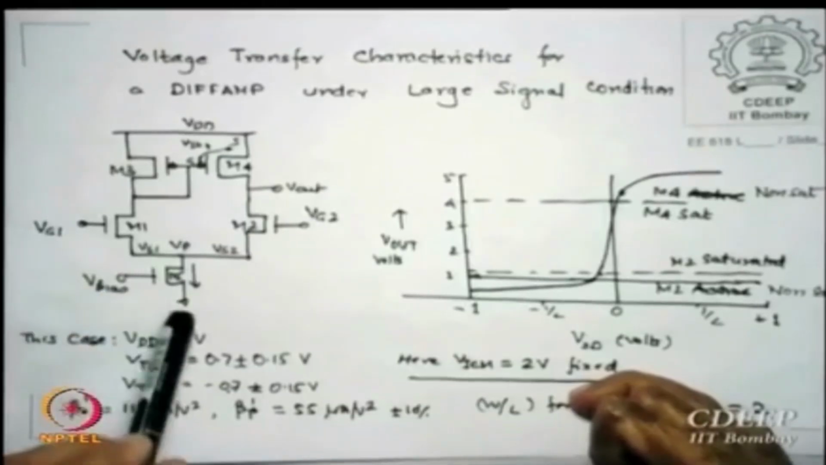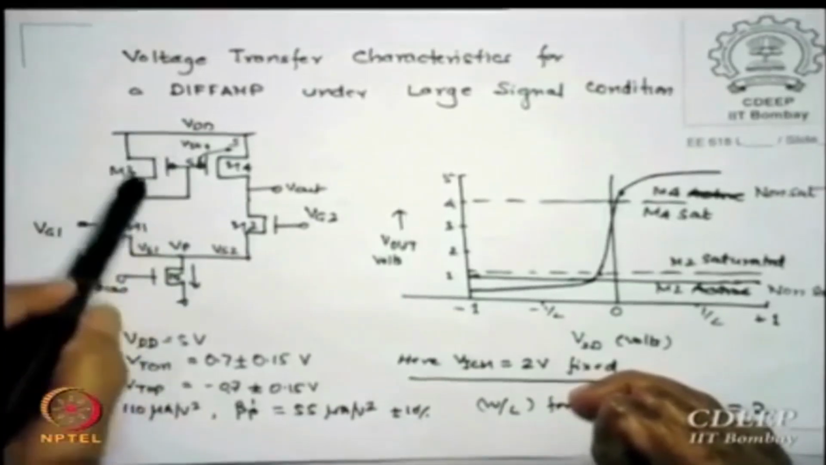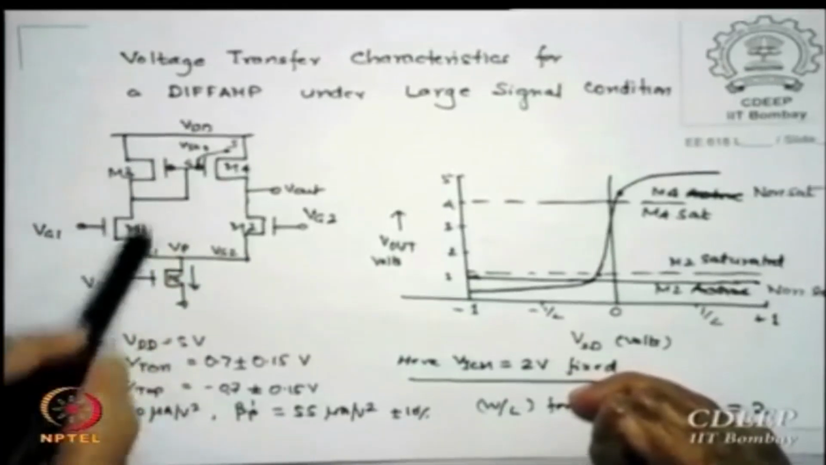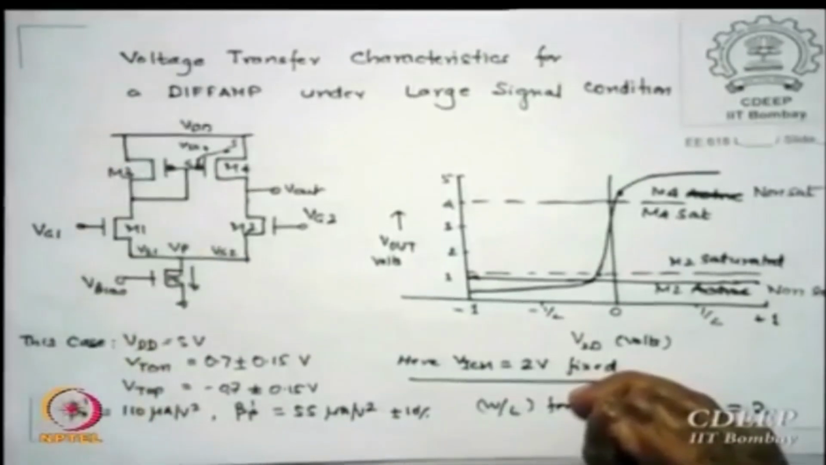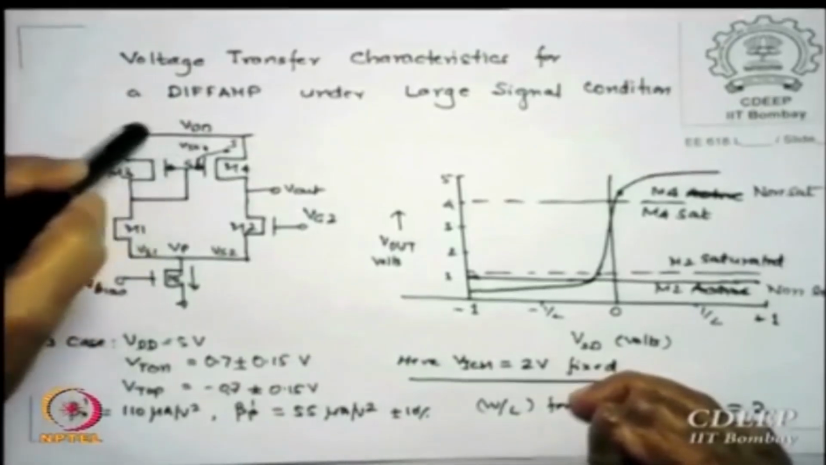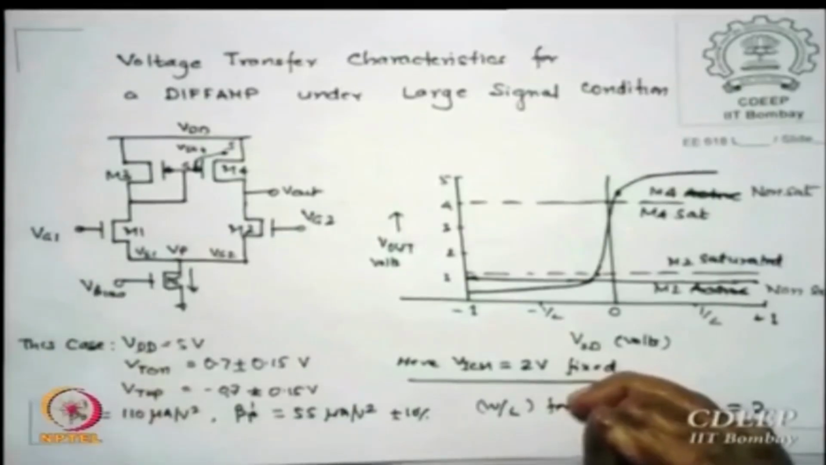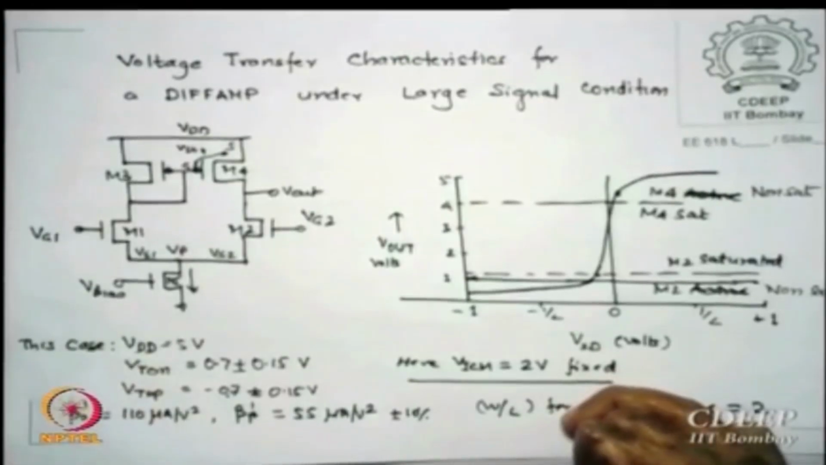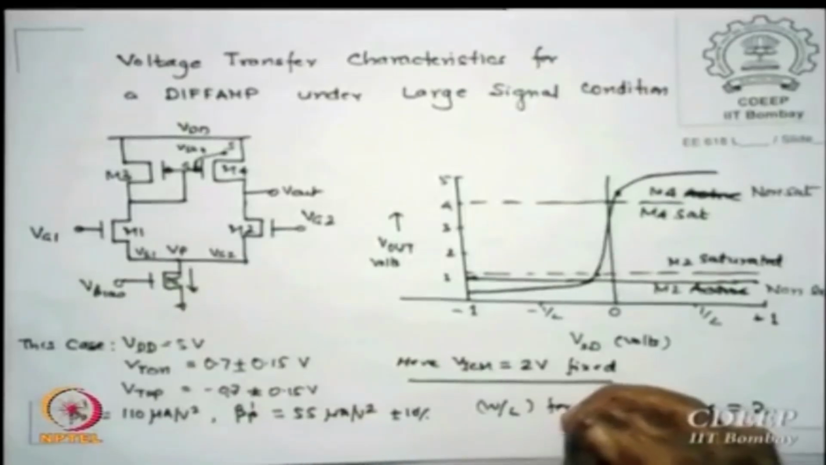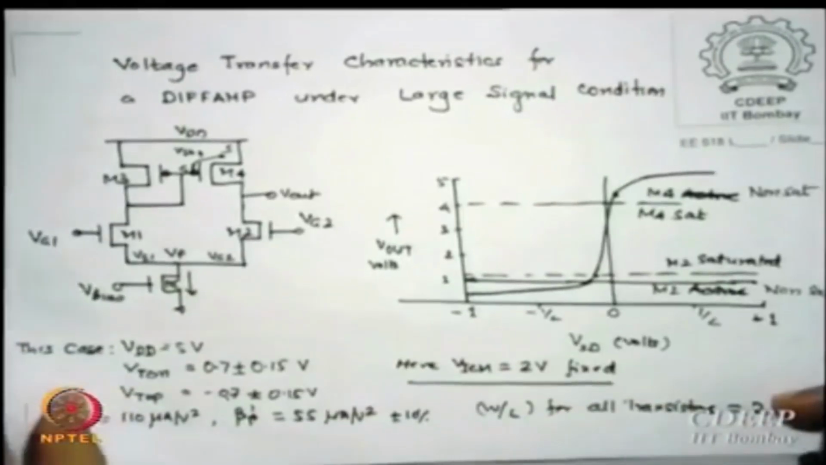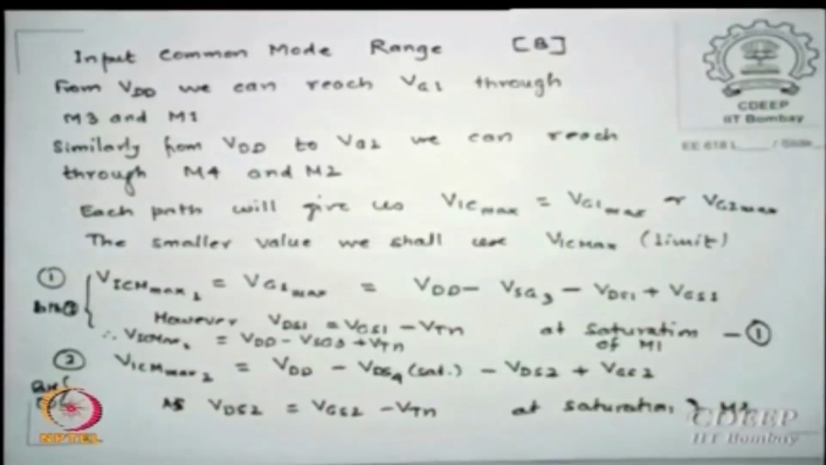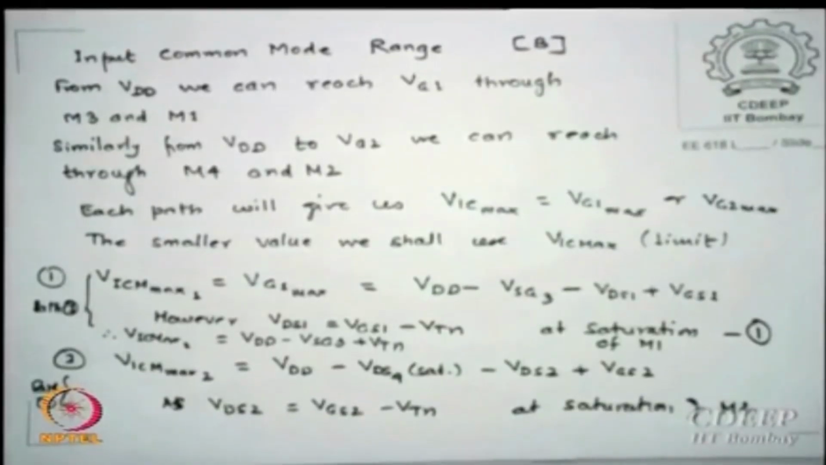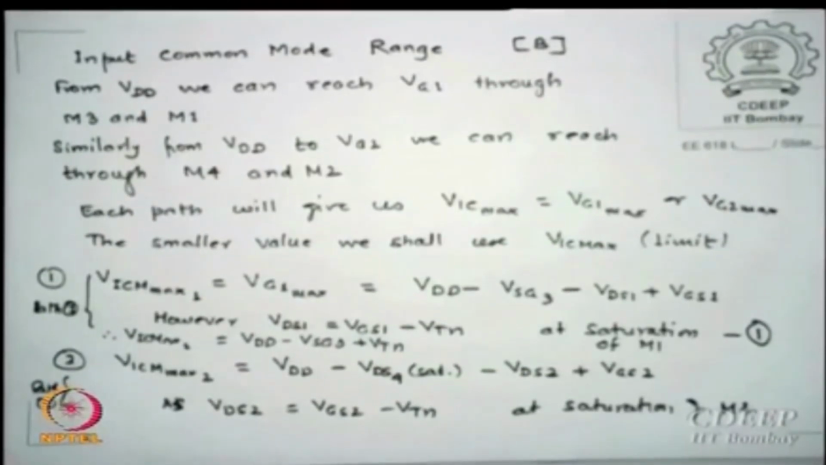So VG1 can be attained through this way or through this way, and these two are identical because this VDS will be related to VGD, okay. So either I come from here or I come from here, I have the access to reach VG1, and the same is true for VG2. So I have two paths. Similarly there will be two paths for VG2. We can reach through M4 and M2. Is that correct? It's identical.